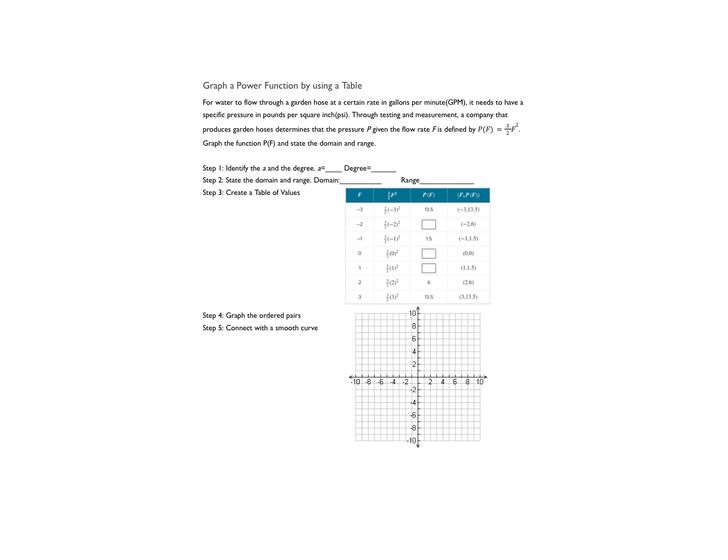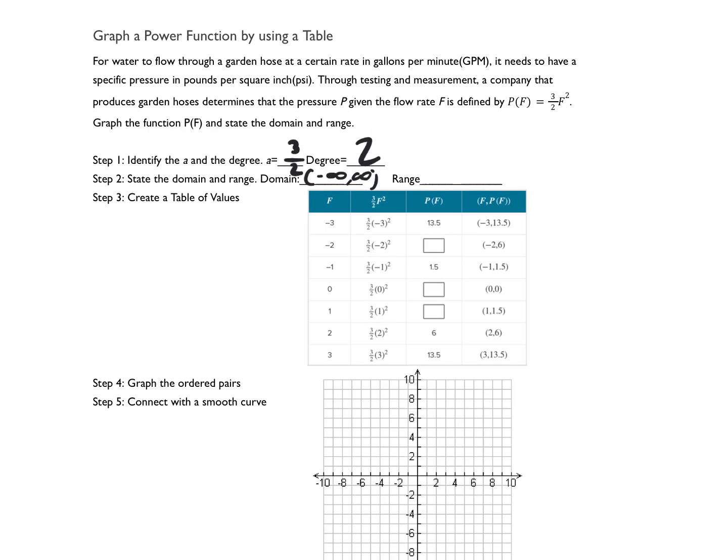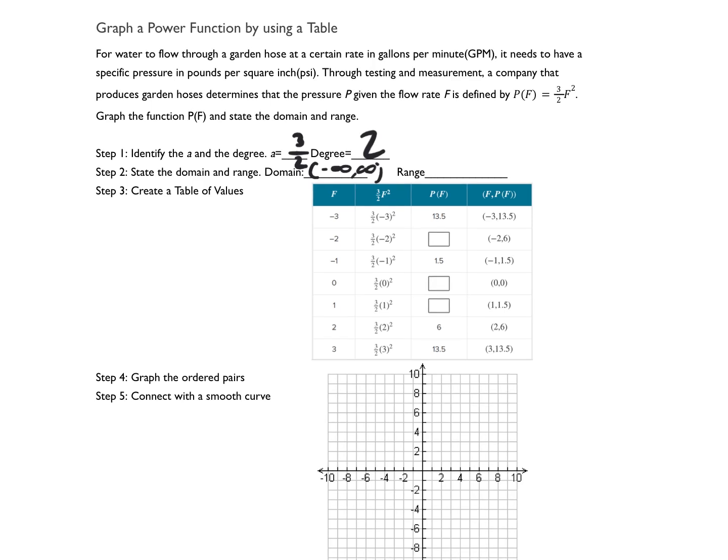So step one, we need to identify the A and the degree. The A is our leading coefficient. In this case, that is 3/2. And our degree is 2 because it is raised to that second power. Now, our domain, again, is going to be negative infinity to positive infinity. And our range, this time, is going to be limited. It is a monomial function, and it is positive A, so that means that we're going to start at 0 with a bracket and go up to positive infinity with a parentheses.